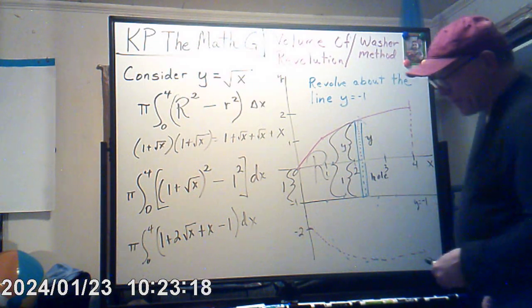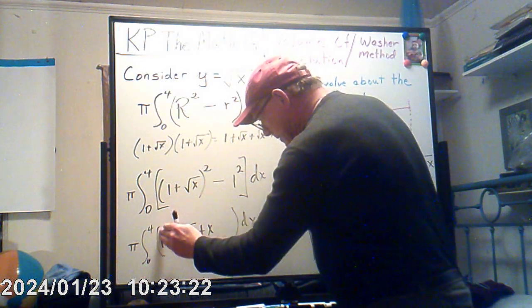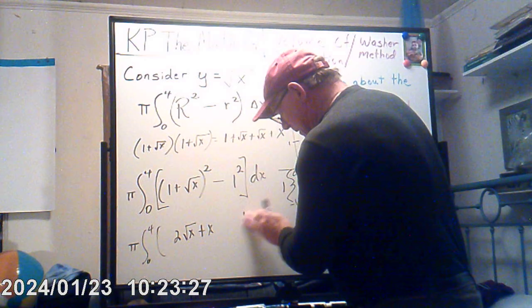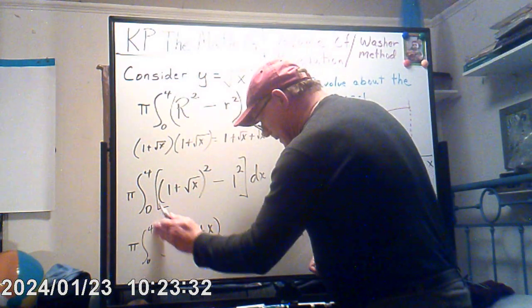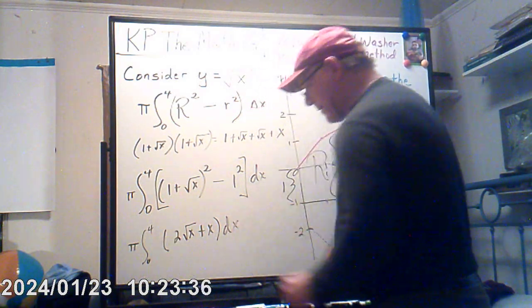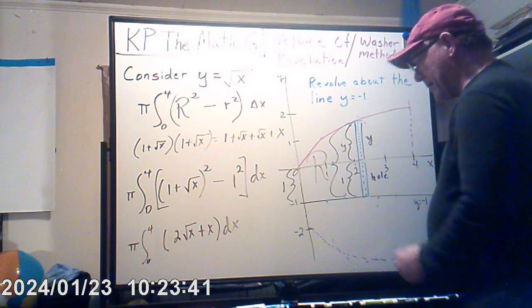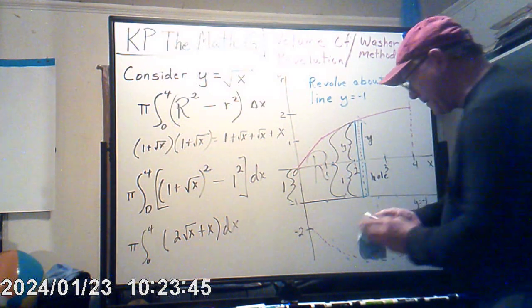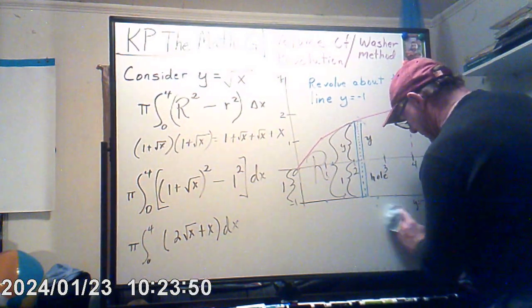Alright, so now 1 minus 1 is gone. So now we're just left with 2 square roots of x, and of course remember dx on the end. Now I'm going to erase some of this because I'm going to need room down here to work the problem. So let's go ahead and erase this right here.